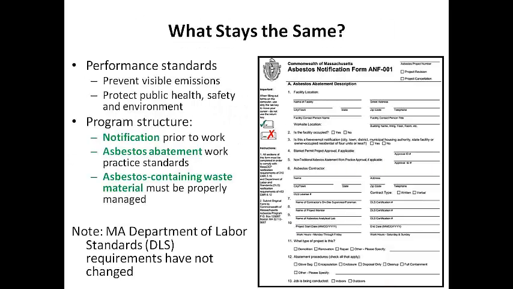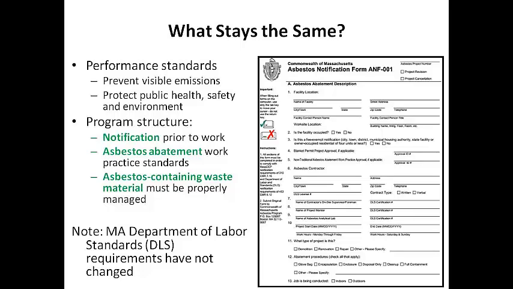The MassDEP Asbestos Regulation focuses on renovation and demolition work involving materials that contain asbestos. The regulation's two fundamental performance standards for these activities have not changed. Whenever you need to disturb asbestos-containing material, you will still need to prevent releases of asbestos fibers to the air, the so-called visible emission standard, and protect public health, safety, and the environment. The essential elements of the program remain unchanged.